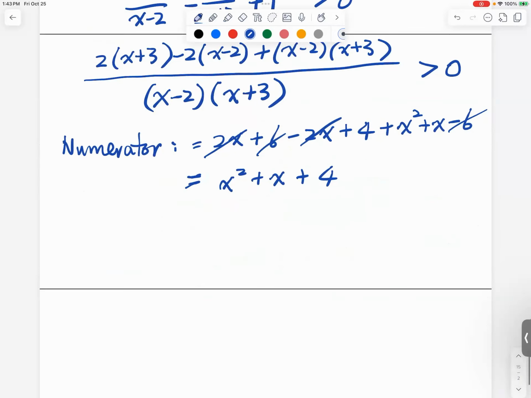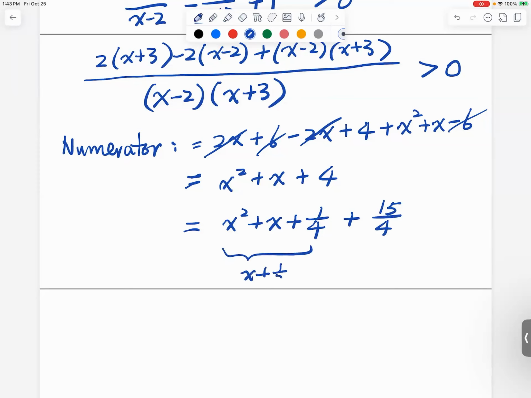For this quadratic, if you're familiar with completing the square, you realize that this is x squared plus x plus 1/4, then plus 15 over 4, and this is x plus 1/2 squared plus 15 over 4. So the whole thing is going to be positive all the time. That means the numerator is always positive, so for solving the inequality its magnitude doesn't really matter anymore.